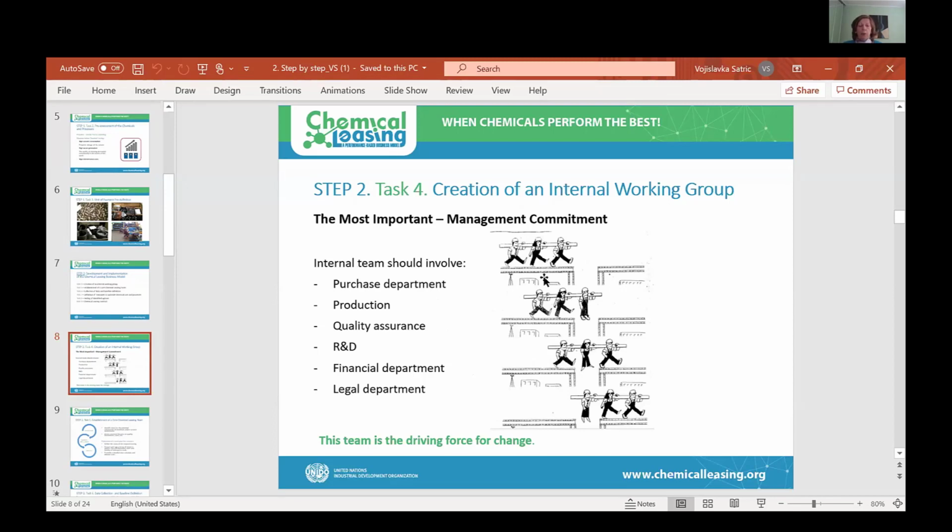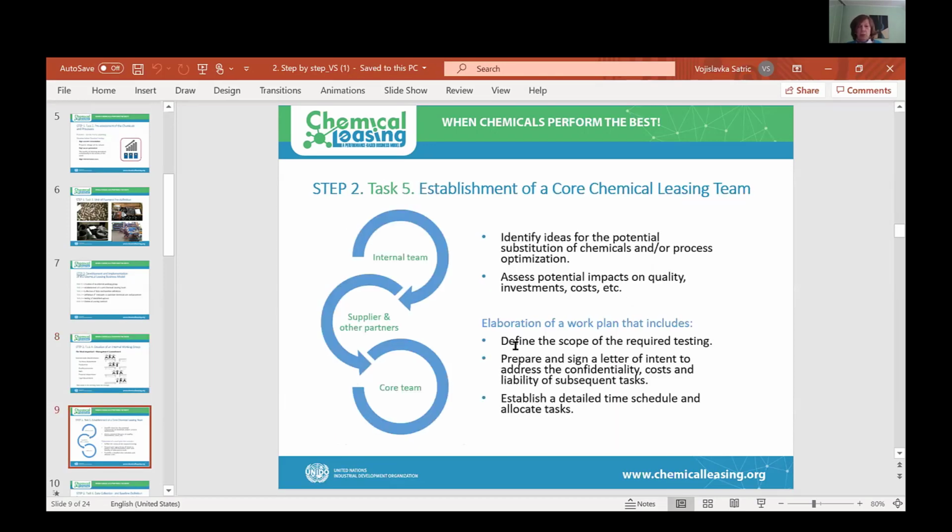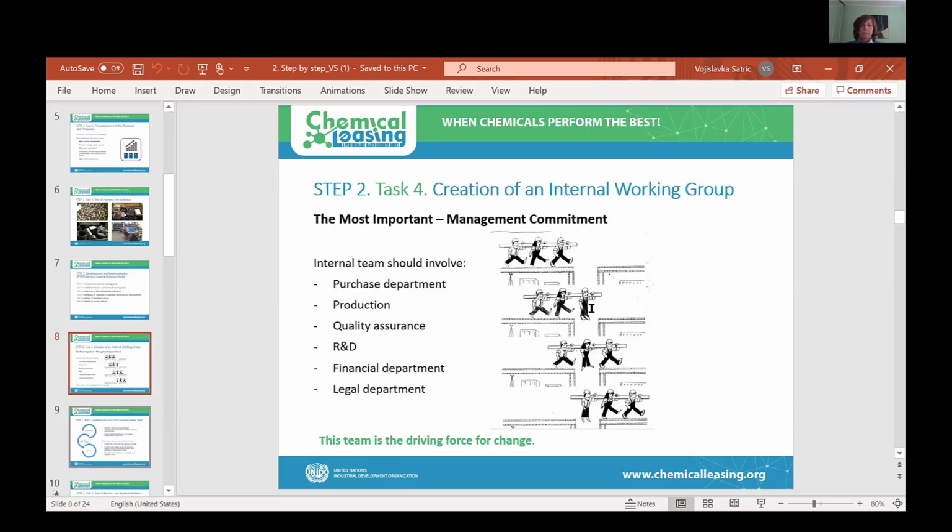That is almost all parts of the company, but don't be afraid, they are not working all the time, the team. They are involved when it is needed. Purchase department, production, of course, all the time. Quality assurance, and research and development department, financial department, legal department. This team is really the driving force for change, but management commitment is really the most important and crucial, like in any change, so big a change like this in a company.